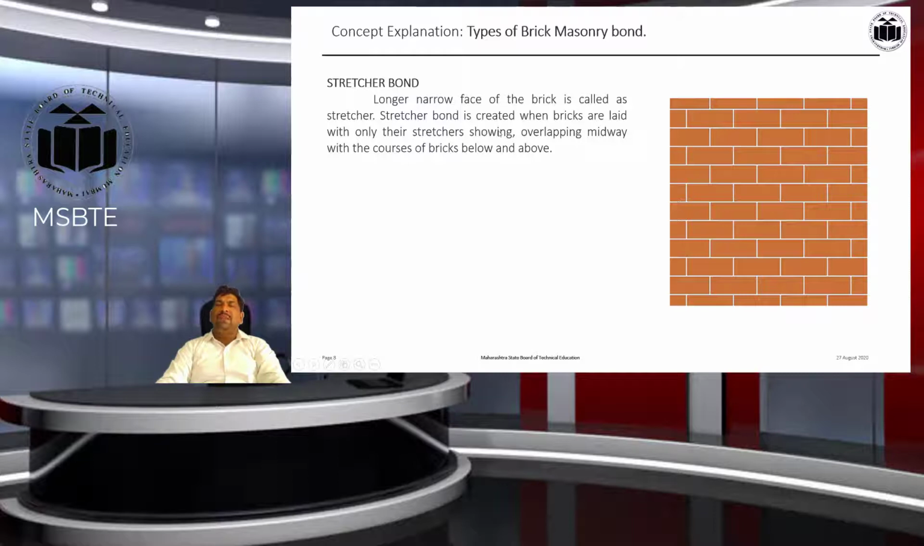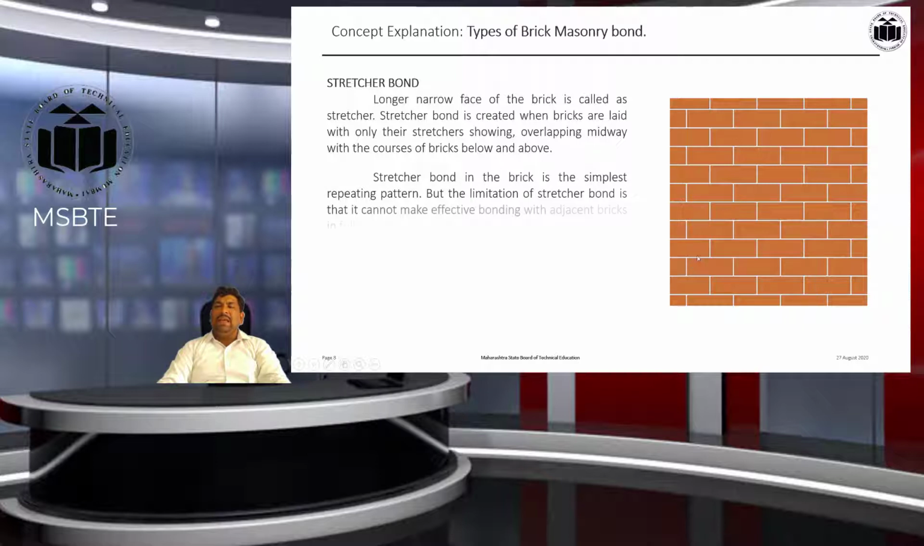The stretcher bond is created when bricks are laid with only their stretchers showing, overlapping midway with the courses of bricks below and above. It means that every brick will be laid as a stretcher, so its length and thickness will be visible on the face of the wall, and that's why this bond is called a stretcher bond. The stretcher bond is the simplest repeating pattern, but its limitation is that it cannot make effective bonding with adjacent bricks in full width thickness brick walls.